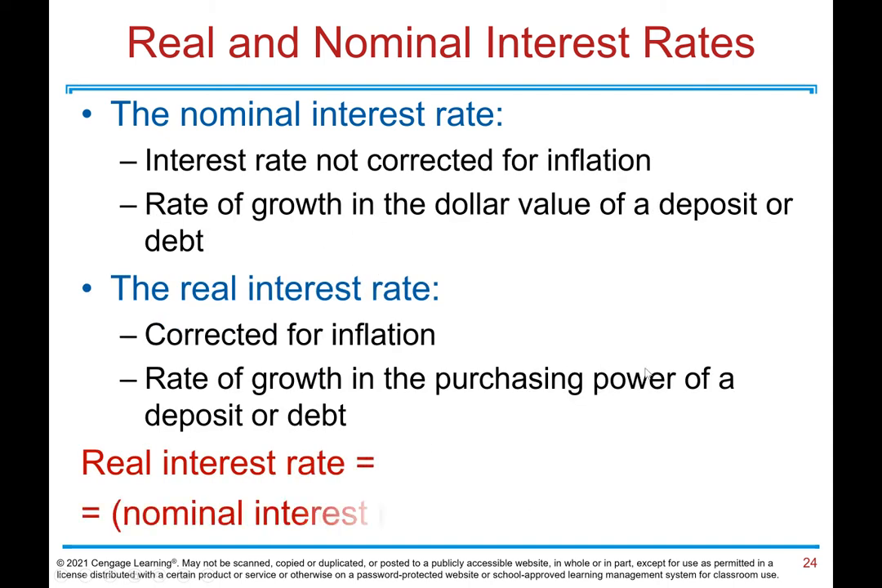Real and nominal interest rates. The nominal interest rate is the interest rate that is not corrected for inflation, the rate of growth in the dollar value of a deposit or debt. The real interest rate, which is corrected for inflation, is the rate of growth in the purchasing power of a deposit or debt. The real interest rate is equal to nominal interest rate minus inflation rate. That is the formula for calculating real interest rate.